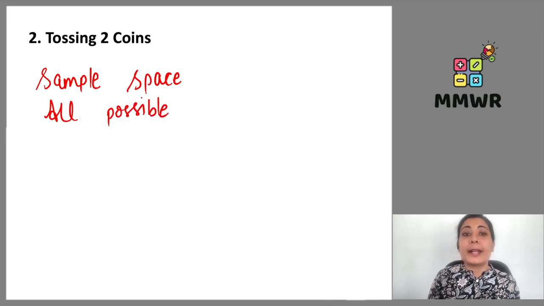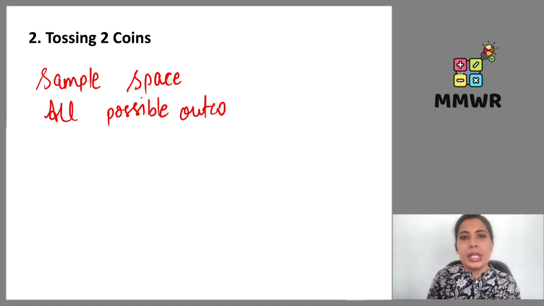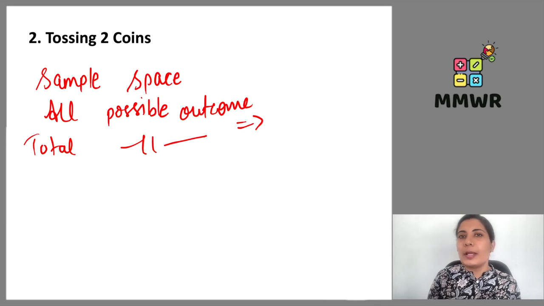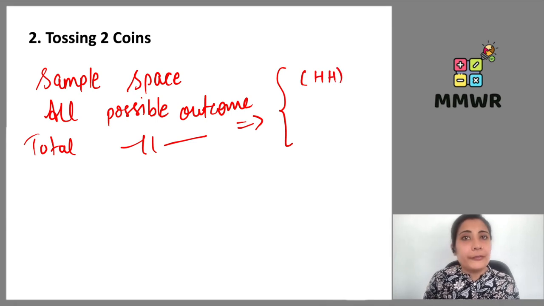This happens only in a random experiment, because in a random experiment we are well aware of all the possible outcomes. Okay, so all possible outcomes, or we can say total possible outcomes. So what will be the total possible outcomes here? Total possible outcomes can be both the coins showing head face.